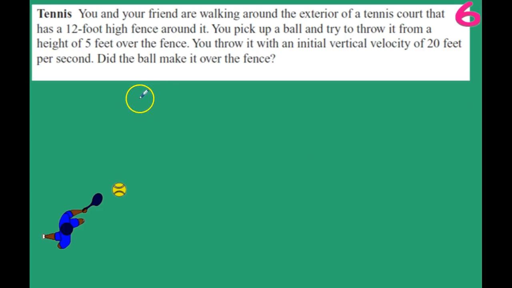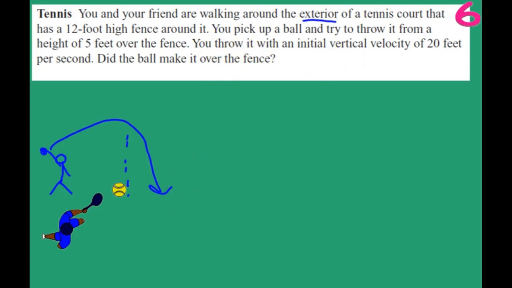All right, last question. This one goes back to something that we learned a while back, so I'll put the formula up here in a second. It says you and your friend are walking around the exterior, the outside, of a tennis court that has a 12-foot high fence around it. You pick up a ball and try and throw it from a height of 5 feet over the fence, meaning you're standing here and your arm is 5 feet above the ground. Okay? You're going to try and throw it over the fence. Hopefully it goes over and comes down on the other side.